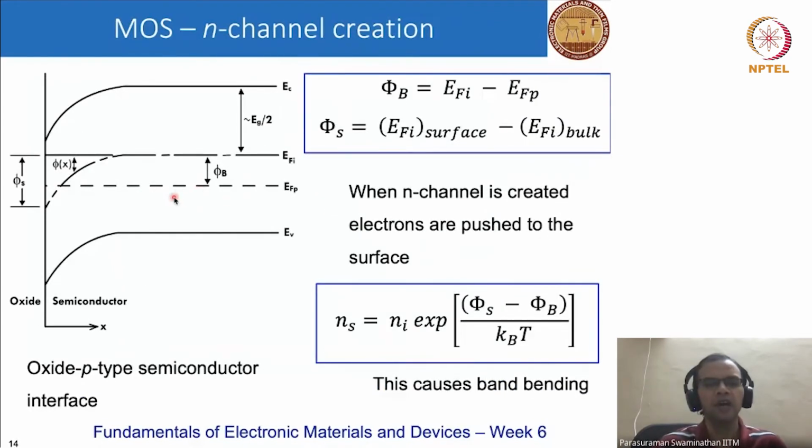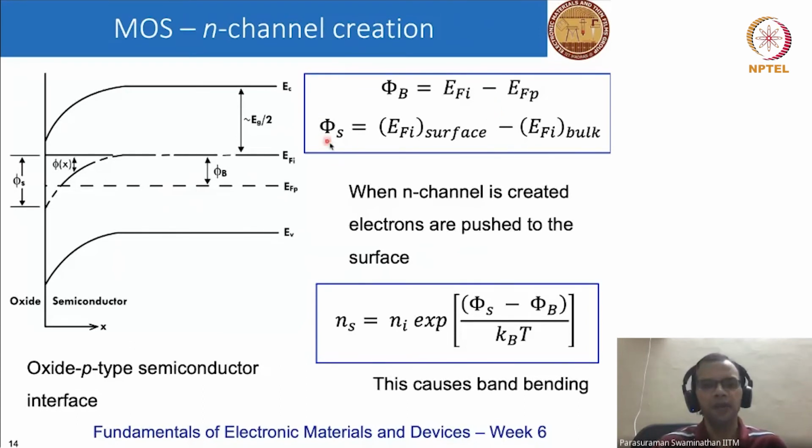So we can then try to understand the formation of the MOSFET just based upon how much the bands are bent. We can define a bulk potential, which is nothing but the difference between the intrinsic Fermi level and the Fermi level of your starting semiconductor. So in this particular example, it's a p-type semiconductor. The bulk potential essentially depends upon the dopant concentration in the semiconductor.